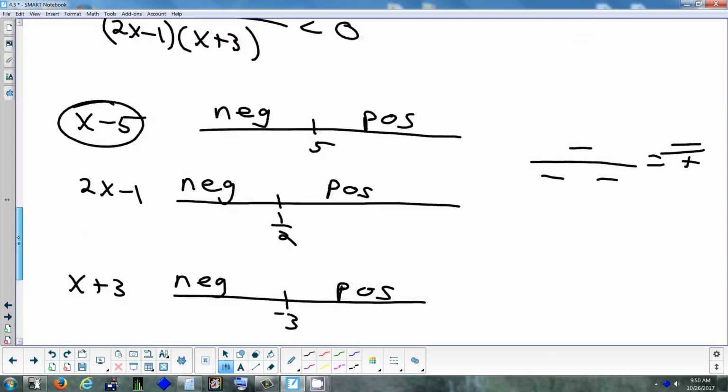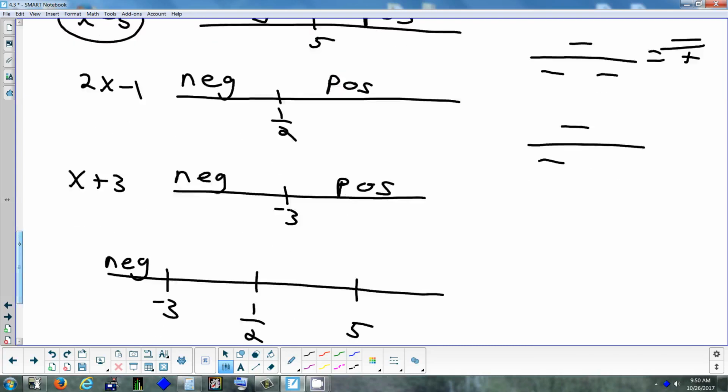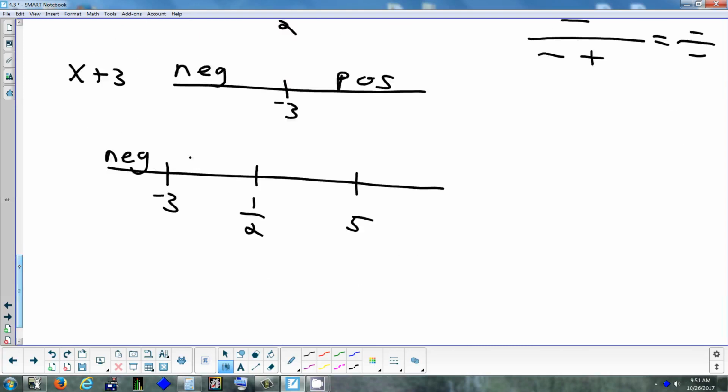The idea is it alternates negative, positive, negative, positive. But let's just check one more. Between -3 and 1/2 in the first one, what would I get? Negative. Between -3 and 1/2 in the second one, that's negative. And in the third one, positive. What's a negative times a positive? A negative. And a negative over a negative? Positive. So it's just going to alternate.